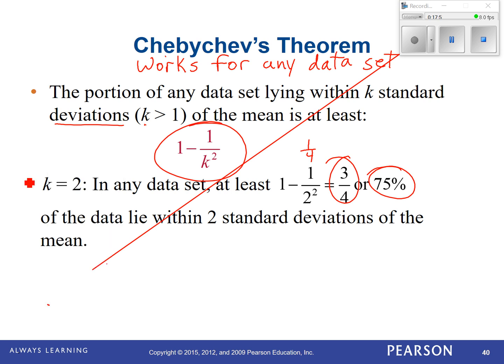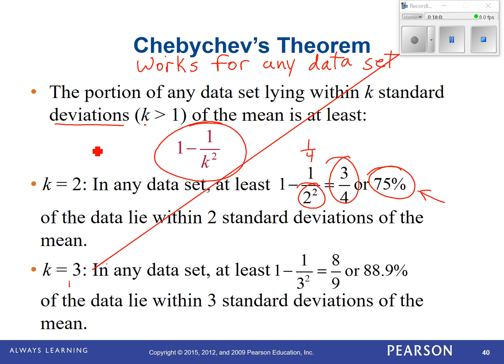So that's why within 2 standard deviations we're saying it's 75% instead of using the empirical rule, where it was 95%. If we go out 3 standard deviations using Chebyshev's, we're going to be able to say that about 88.9%, or about 89% of the data falls within 3 standard deviations.